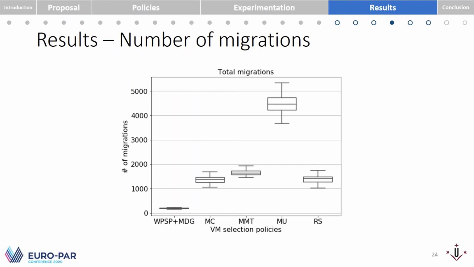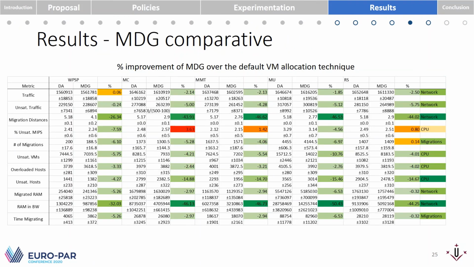Focusing only on MDG, it can be appreciated that independently of the VM selection policy, the technique improves all the metrics, some slightly, where MDG is around 4% better than the default technique, others like unsatisfied hosts around 13%, and finally in a significant way, like the quantity of data moved due to the migrations, meaning migration bandwidth, where MDG is around 44% better than the default technique.